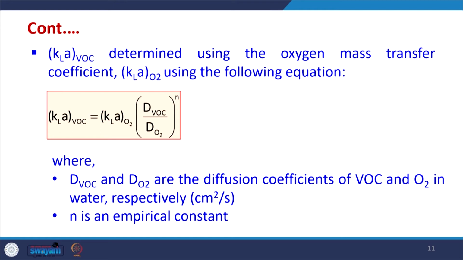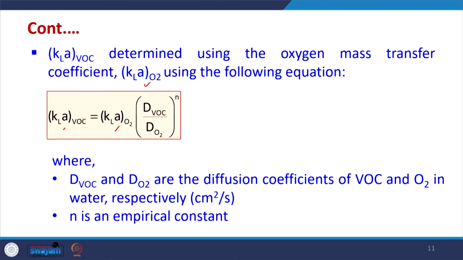This is actually addressed, earlier also we had discussed. We always try to look for an overall mass transfer coefficient value with respect to some gas in the same water system. Like for oxygen, the KLa values are well known at 20 degree centigrade or any other. If we can find the KLa value of oxygen at 20 degree centigrade, we can find the KLa value of VOC also at 20 degree centigrade using this particular equation which is given here.